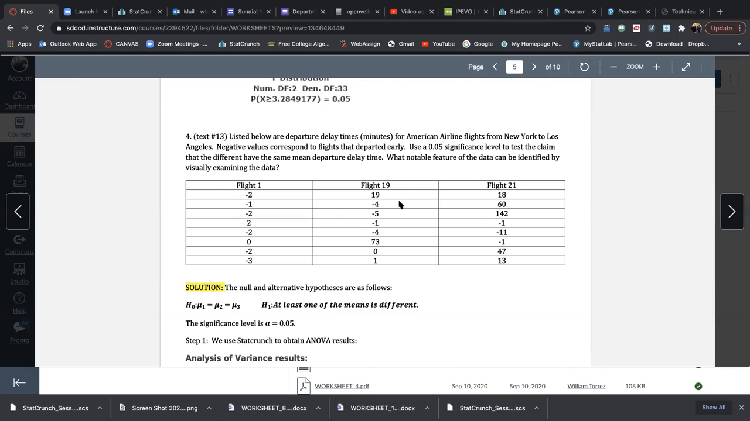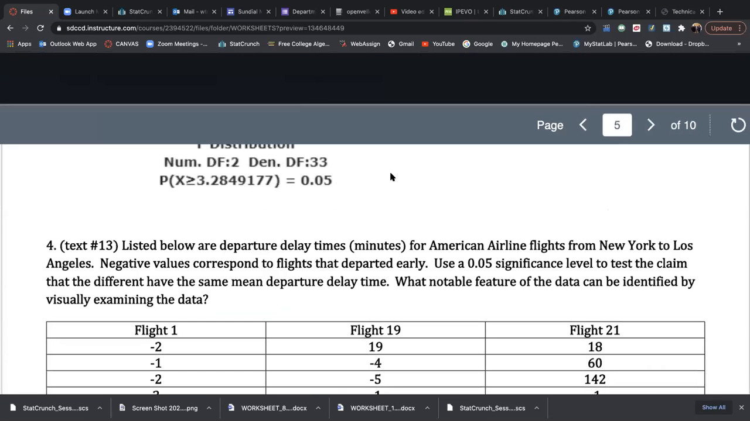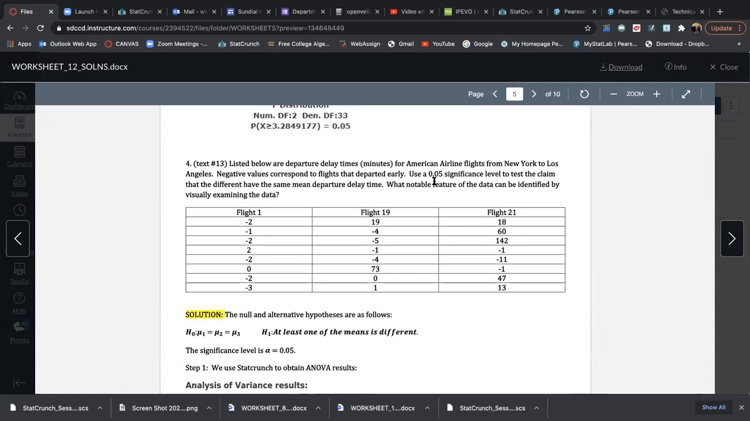Okay. All right. And so we're going to use, again, the 5% significance level to test the claim that the different flights, typo here, have the same mean departure delay time. Okay. So let's test that claim.